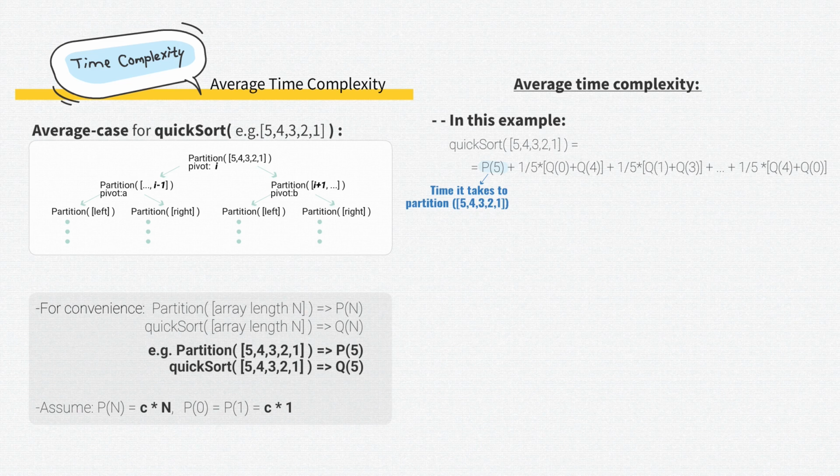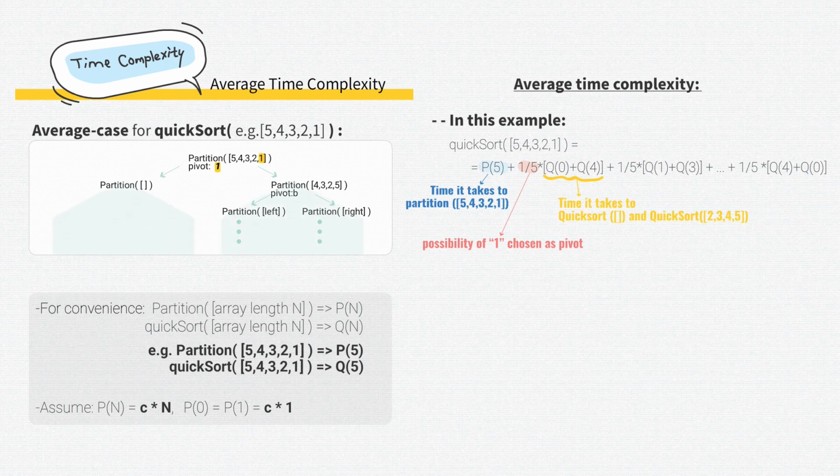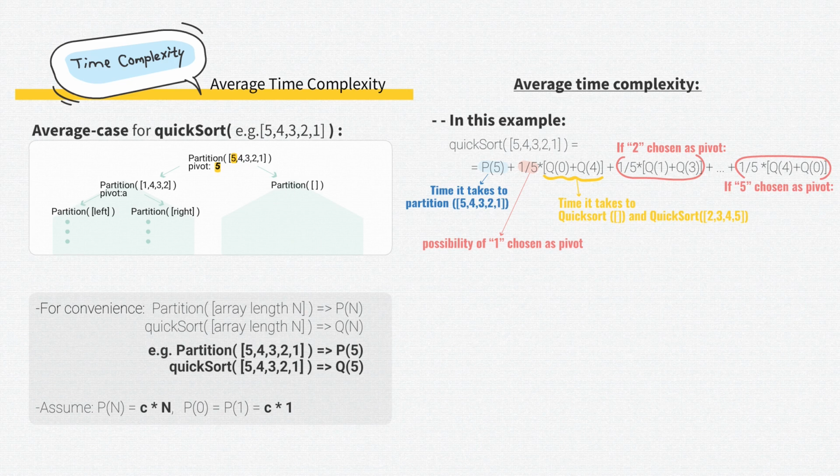In the second term, 1 over 5 means the possibility of us choosing the number 1 as our pivot, and Q0 plus Q4 means if we indeed choose 1 as a pivot, then this is how much time it takes in total for the quicksort. Same with the third term, it represents the time it takes if the number 2 is chosen as the pivot. The list goes on and on until we tried all the possible pivots.